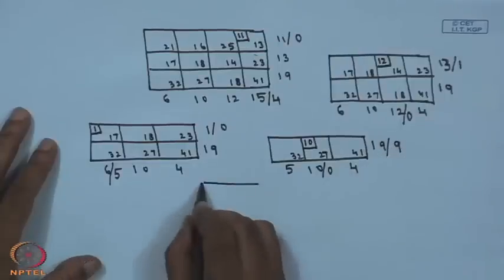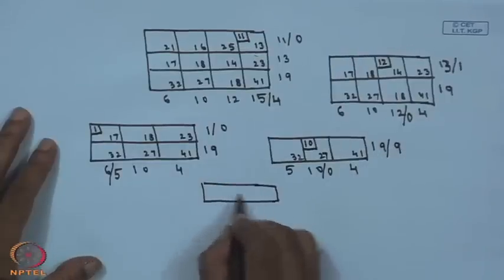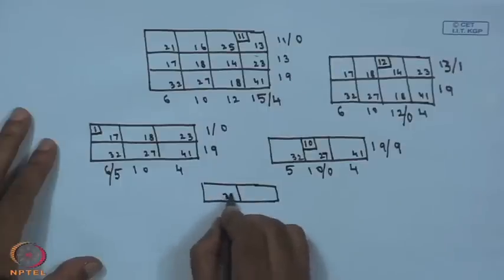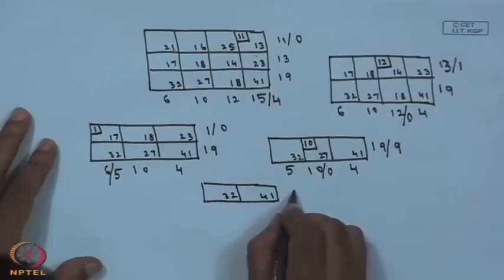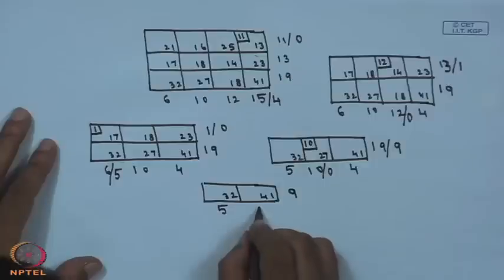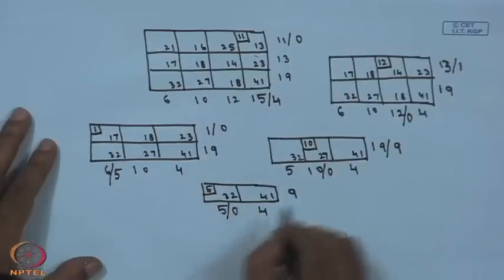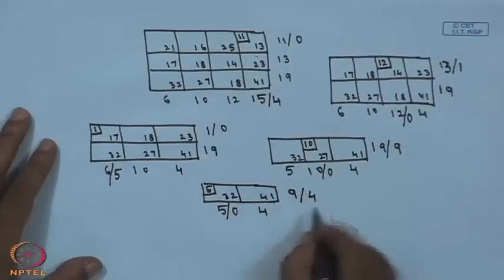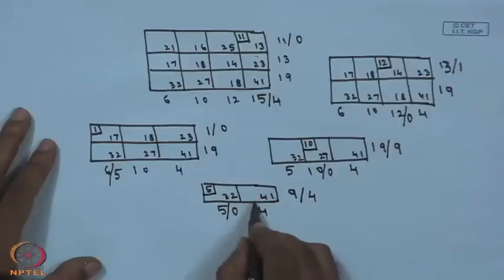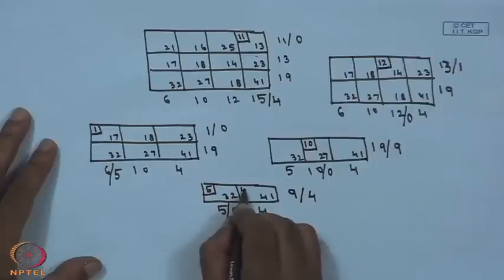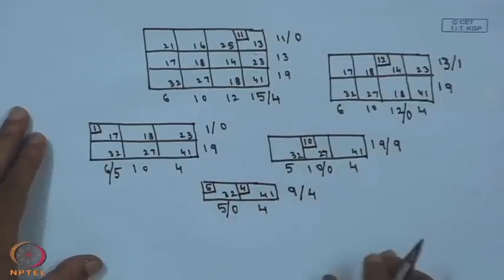So, you are having only 1 row and 2 columns, that is 32 and 41, availability is 9, here it is 5, here it is 4. Minimum of 32 and 41 is 32, so allocate 5. So, this becomes 0 and this becomes 4. So, now you have only one cell whose cost is 41, so allocate 4. So, the process is this one.